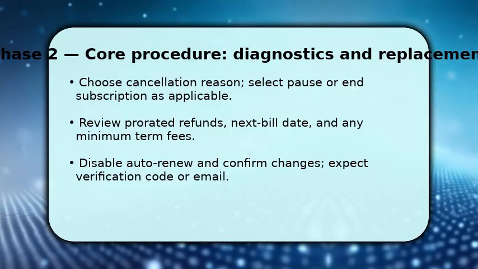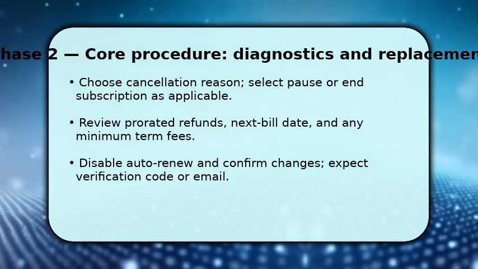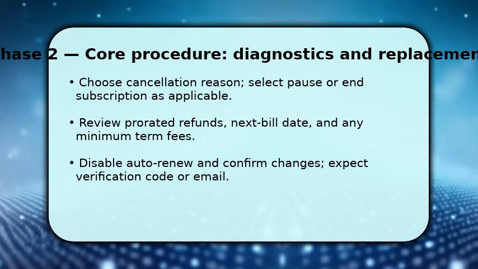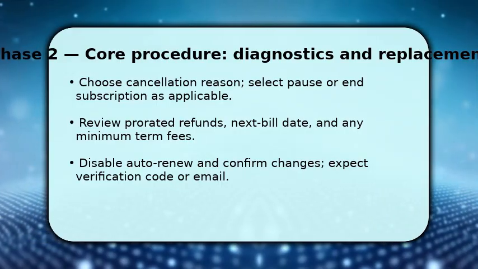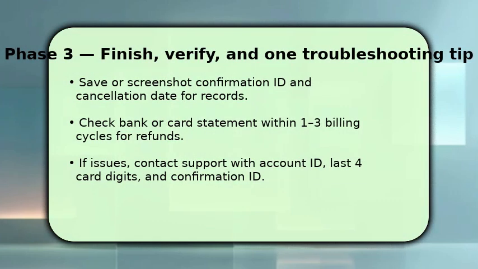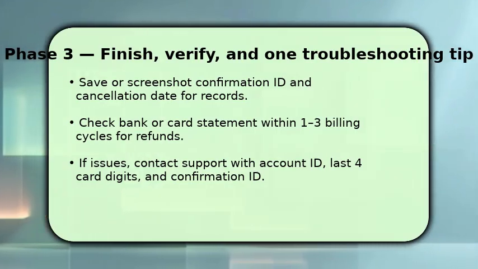Astroline will often send a verification code or email. Enter that promptly, and keep an eye out for a final confirmation screen. You finish by saving the cancellation confirmation, screenshot the ID and date, and put it somewhere safe.